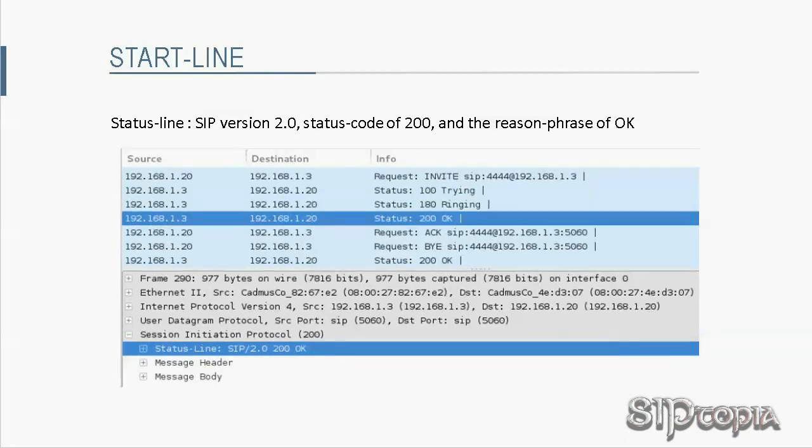Similarly, this next SIP message is also a response with a status line, a message header, but now also a message body, which is optional. The status line here is composed of SIP version 2.0, status code of 200, and the reason phrase of OK to indicate to the human users that the request was successful.